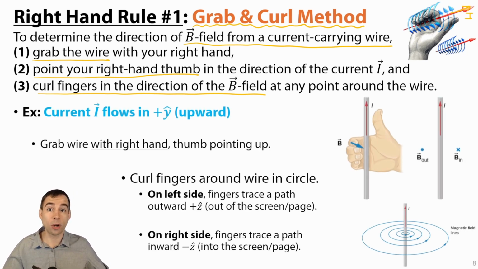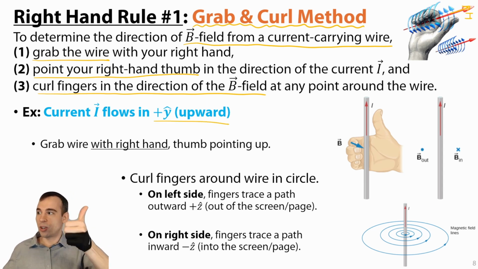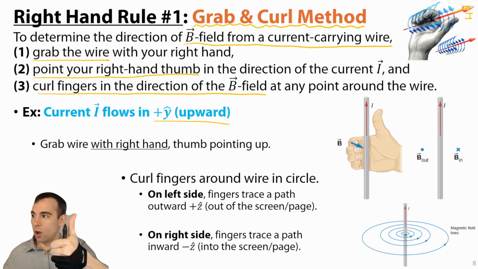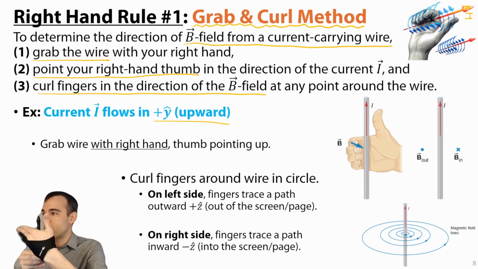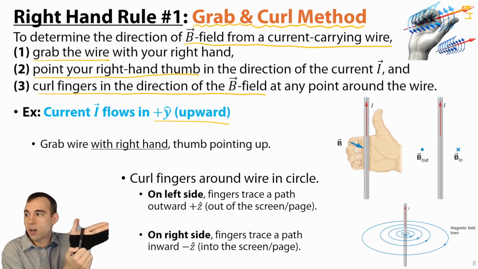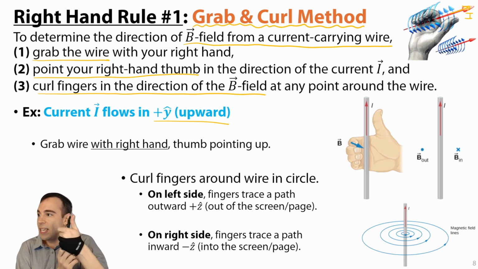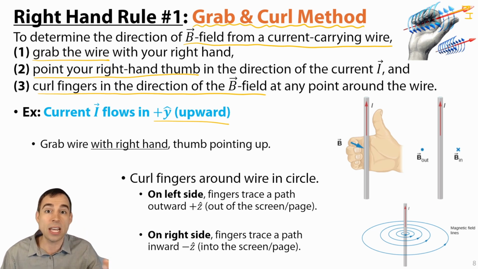Imagine that we have a current carrying wire with the current flowing in the positive Y direction. We would get out our right hand and grab onto that wire with our thumb pointing in the direction of the current. And as we loop our fingers around in a circular pattern, as we curl them around, we will see the magnetic field direction anywhere around that wire.